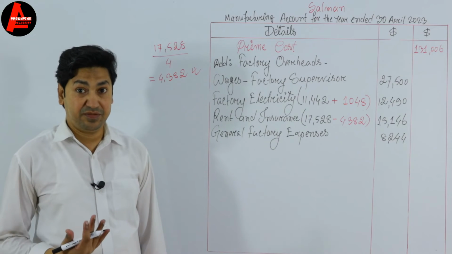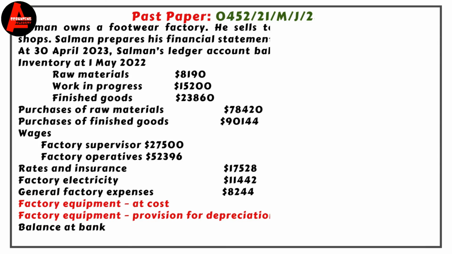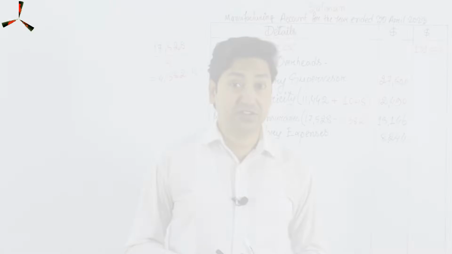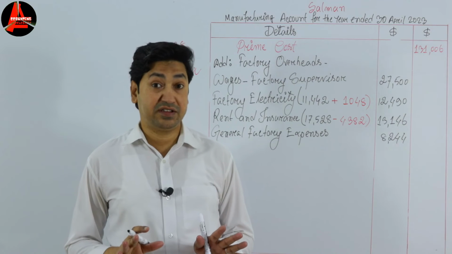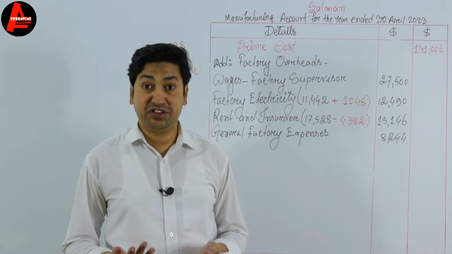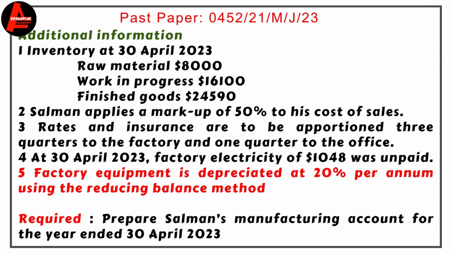Now we have depreciation. So here on the question we have factory equipment at cost $90,000 and factory equipment provision for depreciation we see here $43,920. Okay, so here we have asset and provision for depreciation. Now we will see what is written on the adjustment. So here number 5, factory equipment is depreciated at 20% per annum using the reducing balance method.